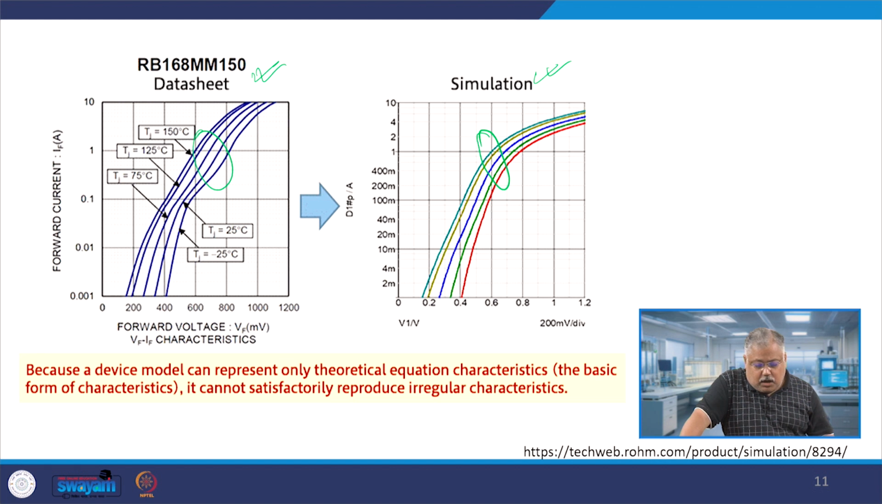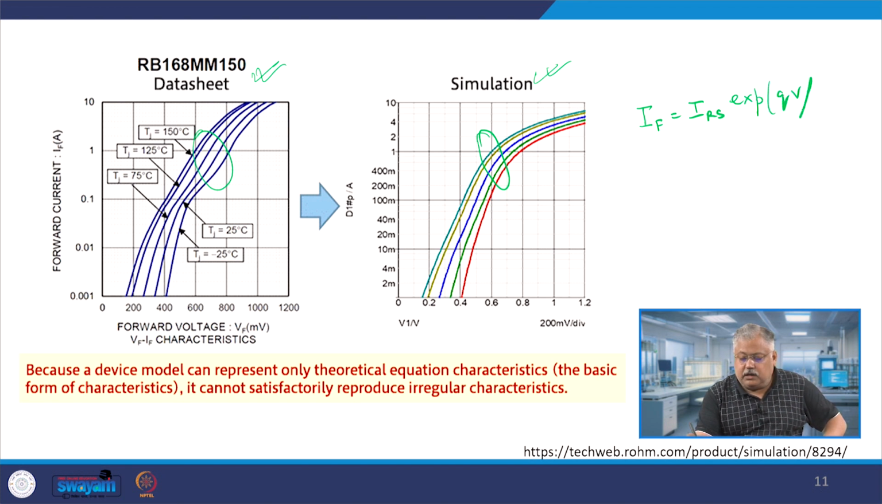Now, if I have an irregular characteristic, as on the left hand side, then any equation will not be able to do 100% justification of overlapping this irregular characteristic with a mathematical expression. So, let us look at the same expression which I was always discussing with you, that the forward current is given by the reverse saturation current, IRS, into exponential of Q times V divided by KT, minus 1, let us suppose I write down.